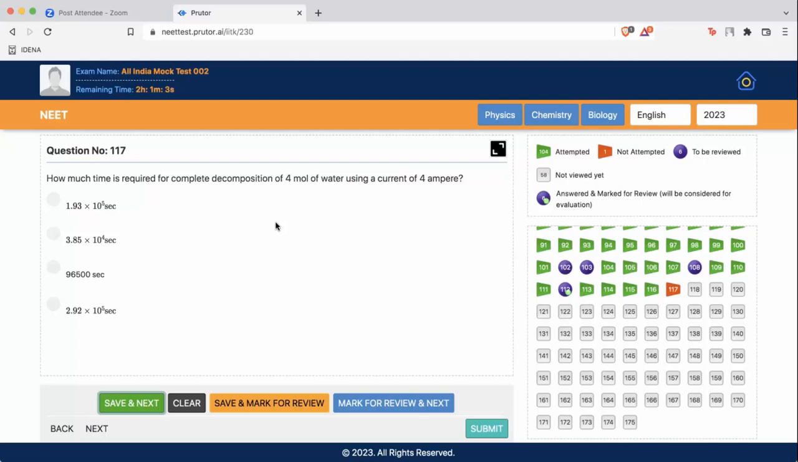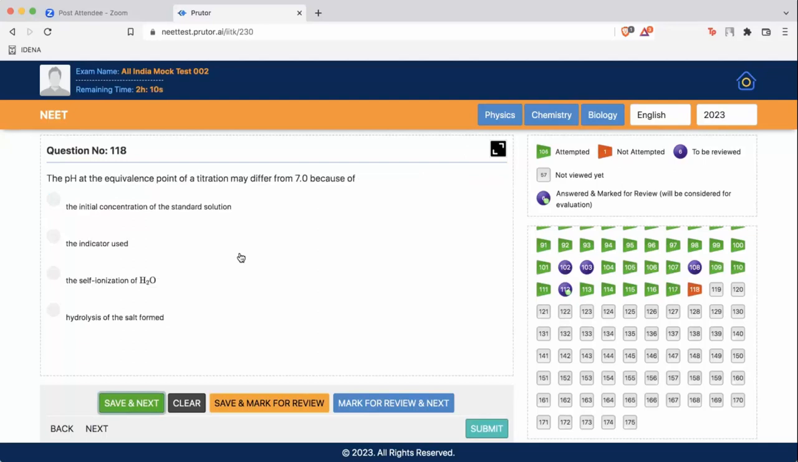Then 96,500 by 2 into 4 into 4. The time t is equal to 96,500. Time t is equal to 30,500? Doesn't make sense, it's more than that. Yeah, n factor is 2. 96,500 by 2, and you're trying to convert it into 4 moles. Okay, so the 2 cancels, 96,500 into 2. That is 1.93 into 5. You use the E is equal to ZQ formula.